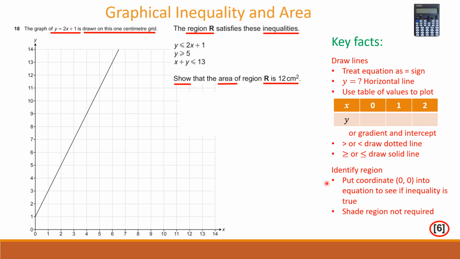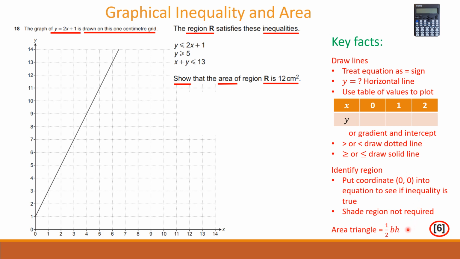Now shading and identifying the region is quite tricky. If your line goes through the point 0, 0, you can choose any coordinate. So if this line here had started and gone through the point 0, 0, 0, 0 is not very helpful for me. You could have just picked the coordinate 2, 1 or whichever coordinate you find useful to help you solve whether your inequality is true or not. But this is the easiest coordinate to use.